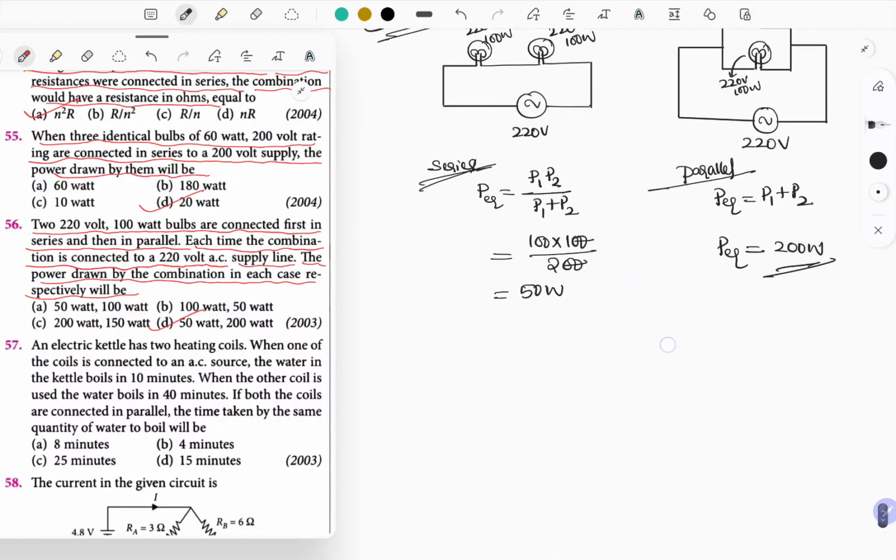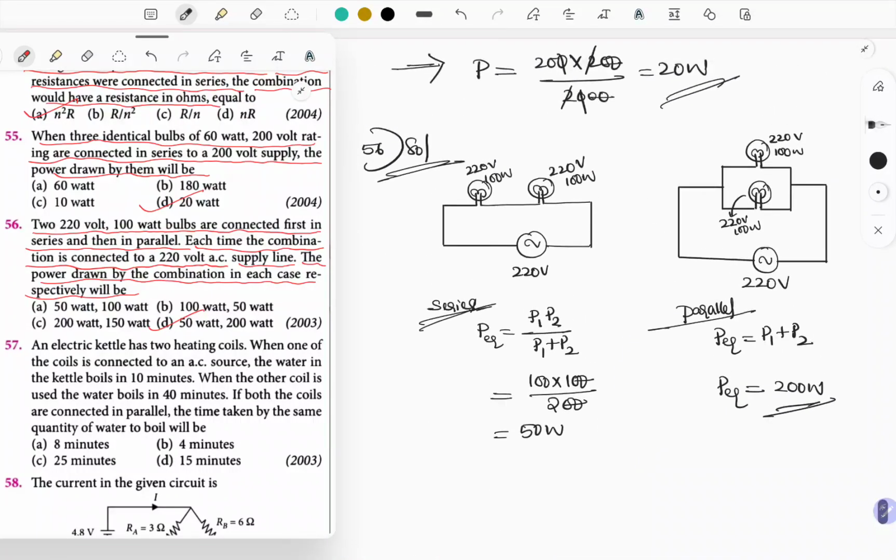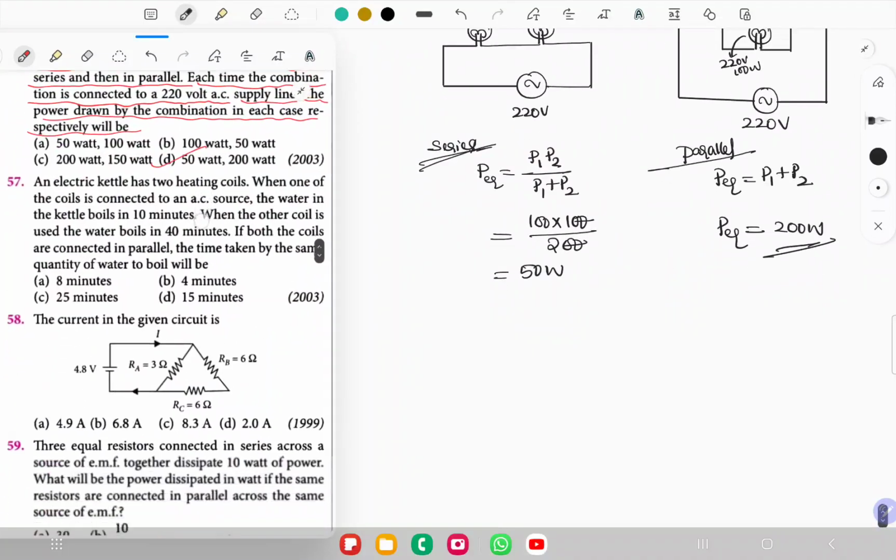This is a direct formula. It is applicable for bulbs connected in series and parallel. If it is series, it's like resistors connected in parallel. If it is parallel, it's like resistors connected in series. That's the combination that we have to use here. Okay, let's continue.